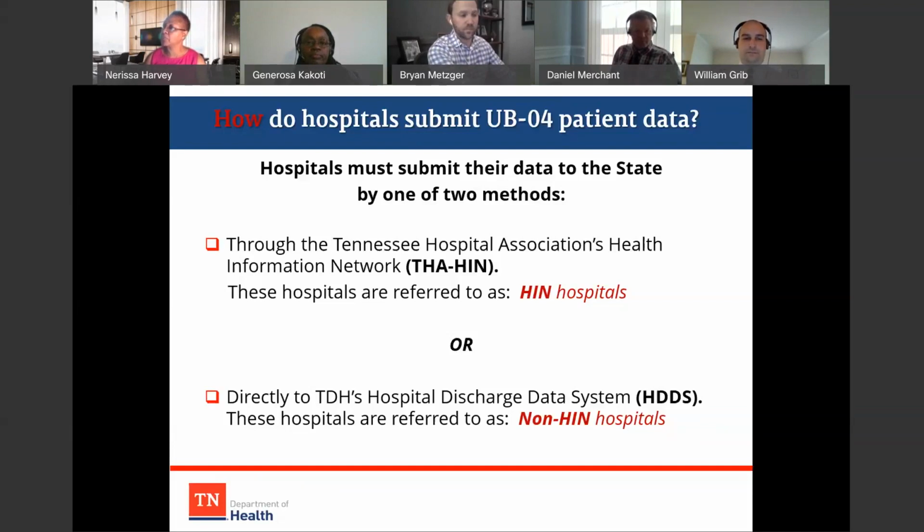So how do hospitals submit UB04 patient data? Here are two ways that the hospitals can report. They can either report through our partner, Tennessee Hospital Association Health Information Network, which you just heard about from Brian, or they can report directly to the hospital discharge data system. Hospitals reporting through THA are referred to as HEN hospitals. Hospitals reporting directly to the department are referred to as non-HEN hospitals.